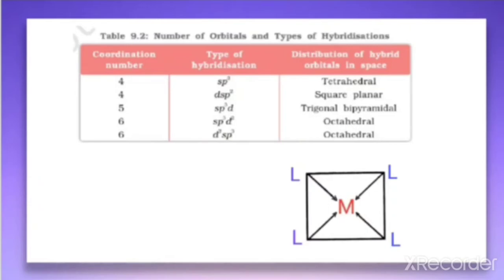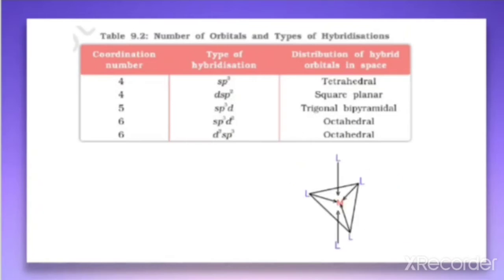square planar geometry. If the coordination number is 5, then the hybridization is sp3d, and the geometry is trigonal bipyramidal, where M is the central metal ion and the ligands take 5 positions: 3 are in the equatorial position and 2 ligands are in the axial position. This geometry is called trigonal bipyramidal.